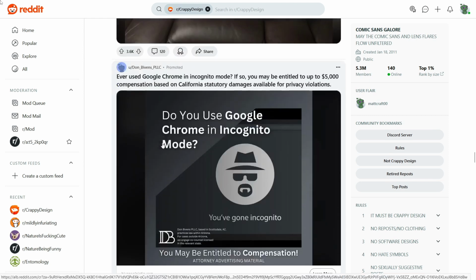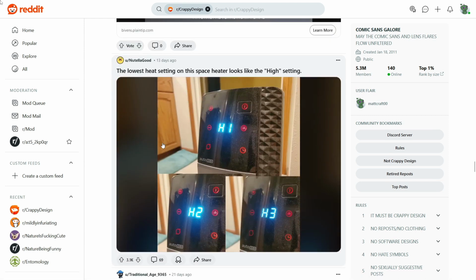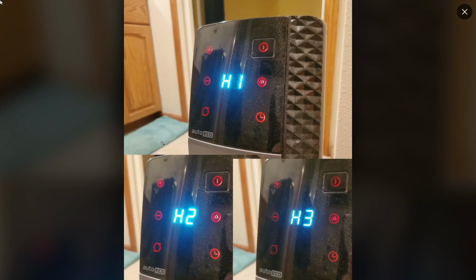And let's look at the last one here. The lowest heat setting on this space heater looks like the high setting. Oh. So wait, what's low? Oh, wait. Wait, what? So this is the low setting? And this is the high setting? Why is the high setting lower than the... Why is this the low setting? Oh god. So, I get it.